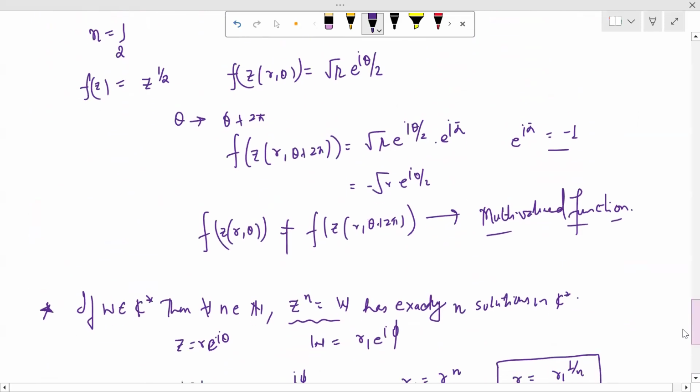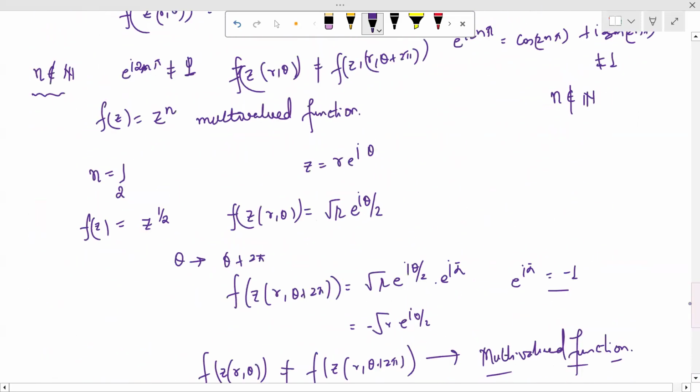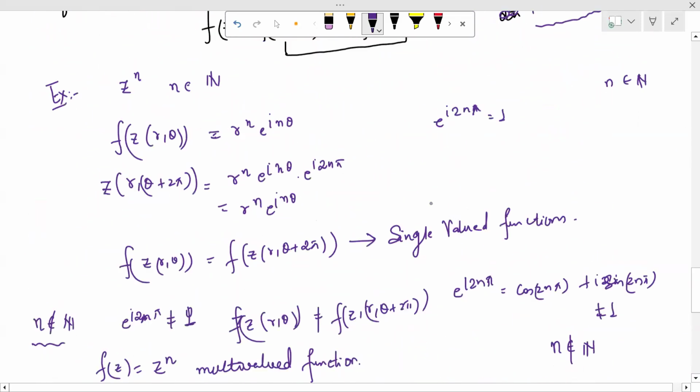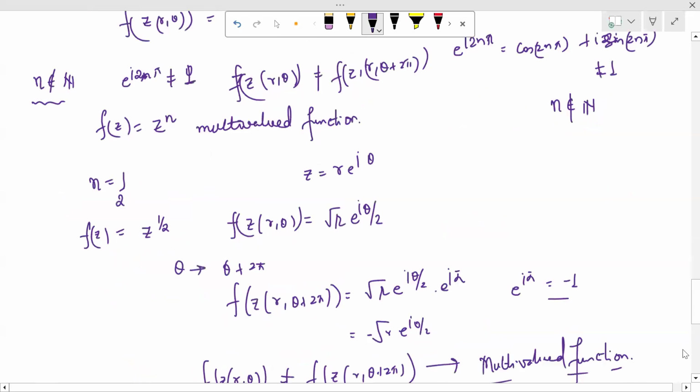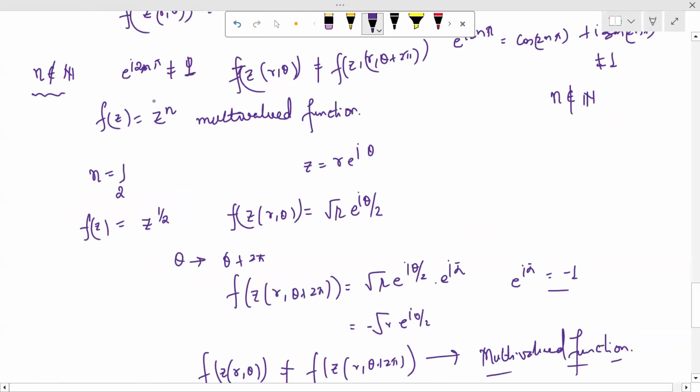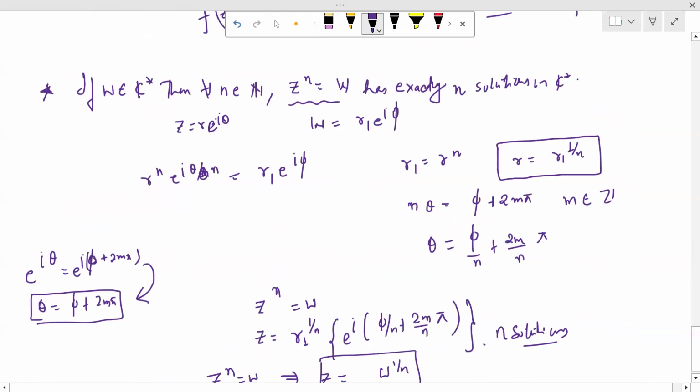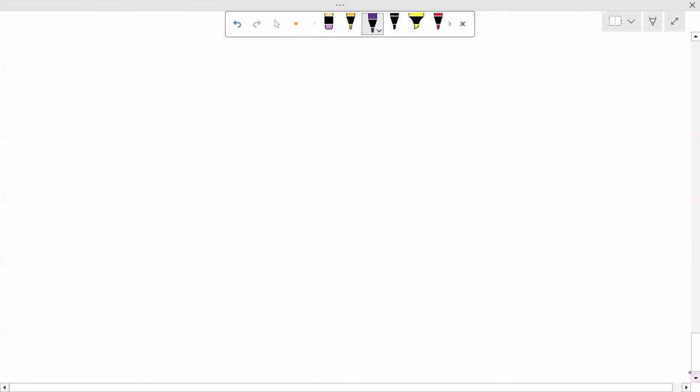Okay, is that fine? If n belongs to natural numbers, then this particular function would be single valued. If n doesn't belong to natural numbers, then it will be a multi-valued function. So z raised to power n would be a multi-valued function in general. Another function which we are going to see in great detail as we go along, but right now just giving you a little bit of a hint.